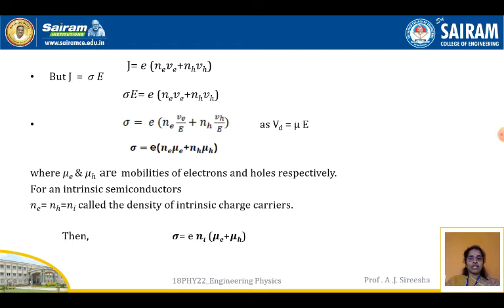So Ni is called the density of intrinsic charge carriers. Rearranging, sigma is equal to E into Ni into (mu E plus mu H). This is the expression for the conductivity of a semiconductor. We have derived that current in a semiconductor is because of the electron current and the hole current. So sigma is equal to E Ni into (mu E plus mu H), where Ni is the intrinsic charge carriers.